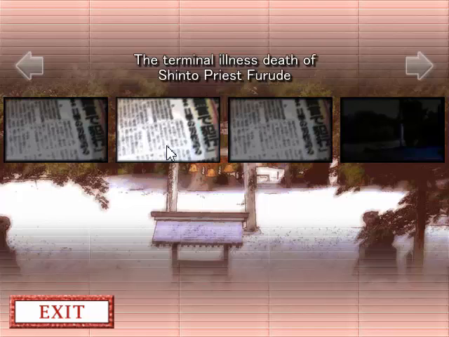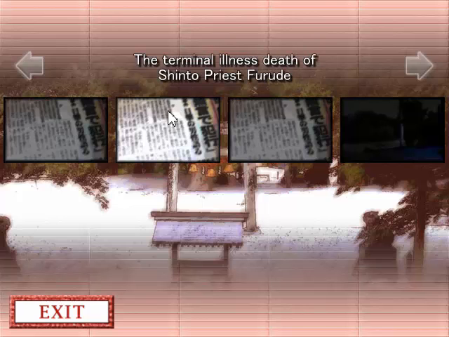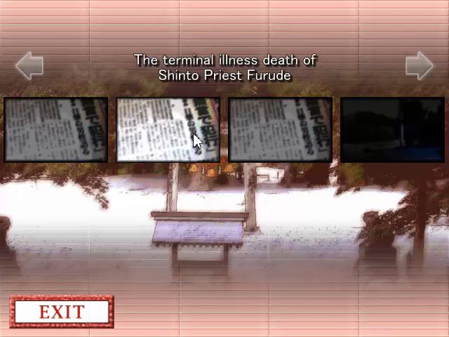That was brief, wasn't it? Well, compared to especially my rambling about the Japanese language again. But yeah, these are brief little newspaper articles, really, aren't they? They're interesting because they give us some backstory. The terminal illness stuff of Shinto Priest Rudy. We're going to get to see mystical music.